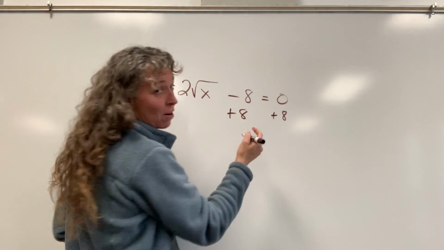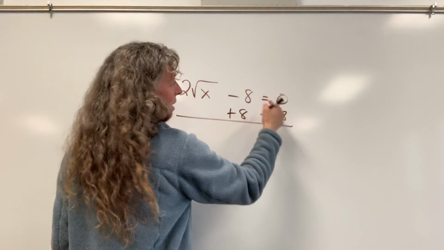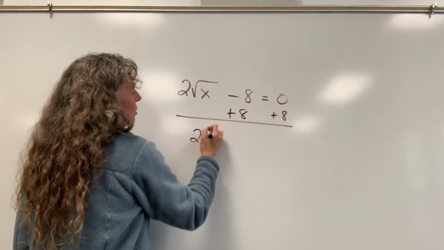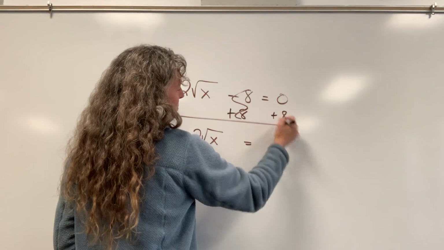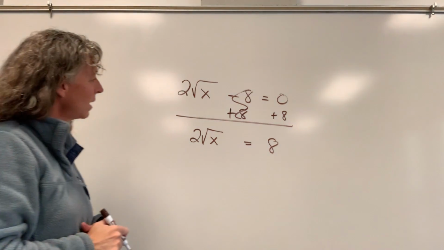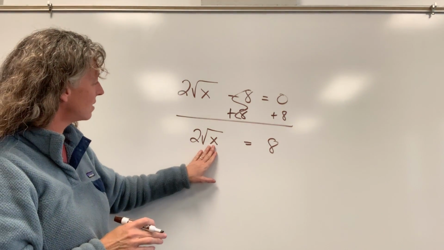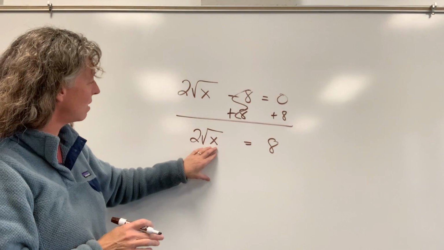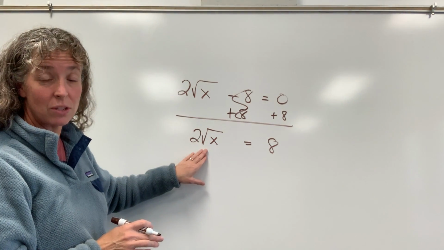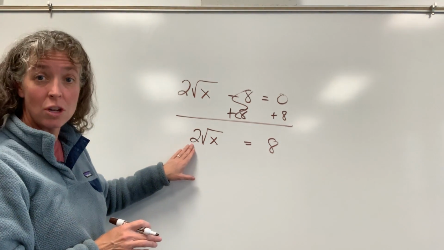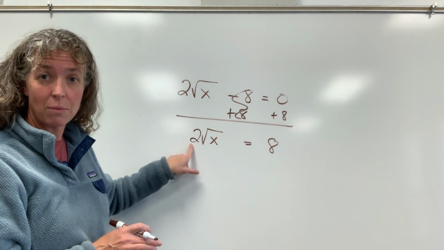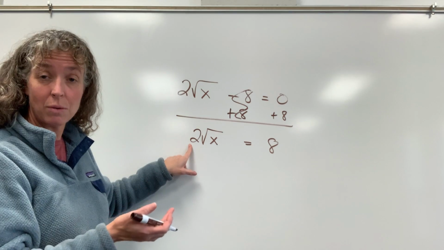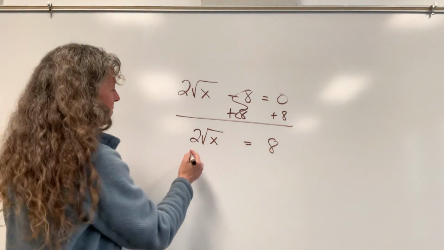We're going to be fair, and we're going to do it to both sides so that it remains equal. The 2 square root x drops down. This went away. 0 plus 8 is 8. Now we have the square root x, and we're trying to get that x by itself. I can't deal with that square root sign until this 2 is gone. Remember, when they're right next to each other, that means they're multiplying. So to get rid of that 2, we have to do the opposite, which is divide. So we're going to divide by 2.